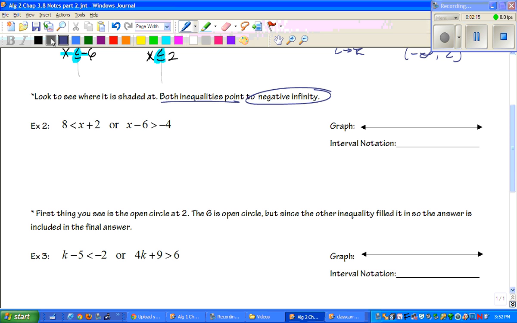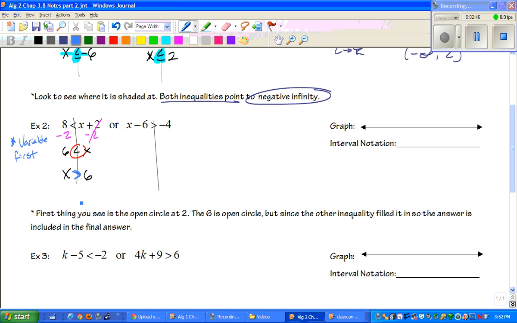All right, example number 2. Let's draw the line down both of those. Let's go ahead and start solving. 8 minus 2 is 6, is less than x, and we have to remember that we want the variable first. Okay, so the x comes first. Take a look to see who that's pointing at, and it's pointing at the 6.